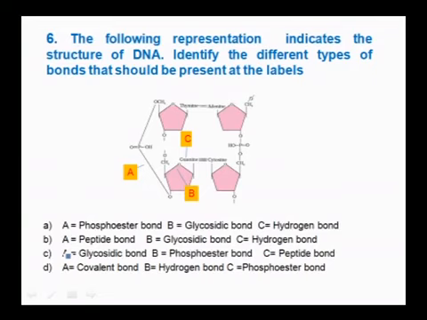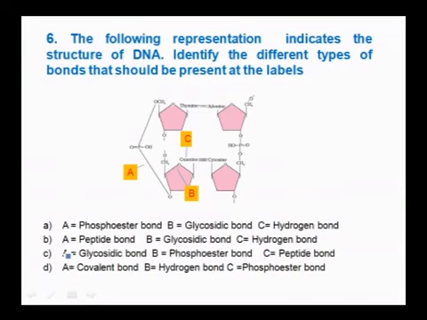Label A is indicating a bond extending between the pentose sugar and phosphate group. We call it as phosphoester bond. Label B is indicating a bond between the pentose sugar and the nitrogenous base, that is extending from the first carbon. We call this as glycosidic bond.